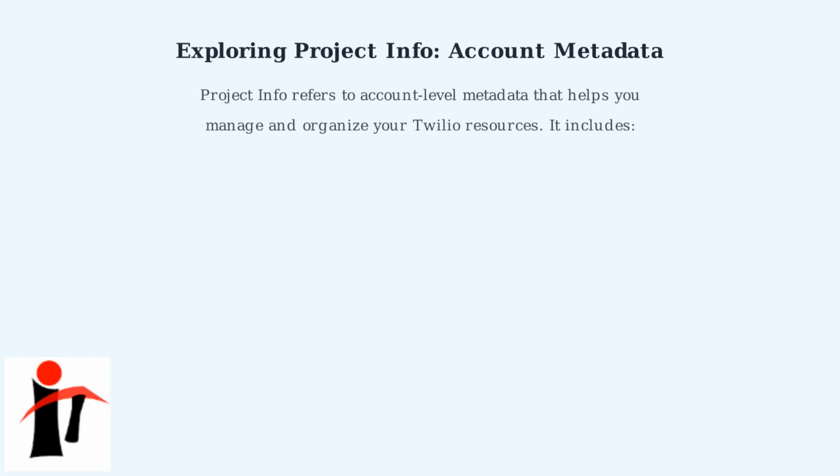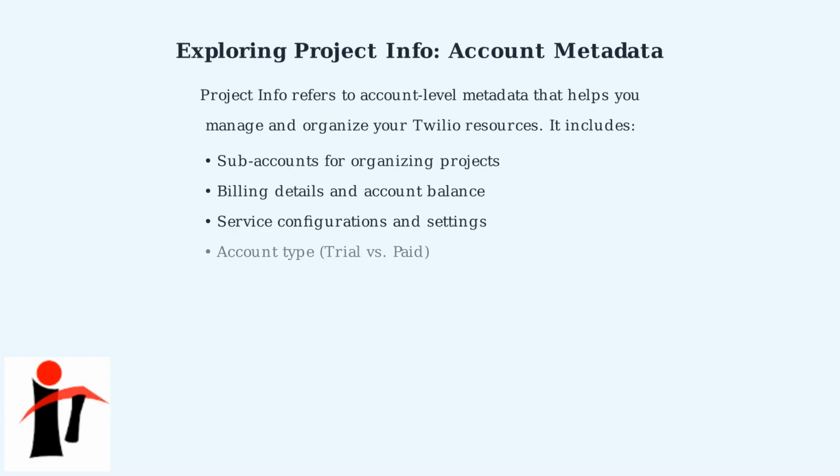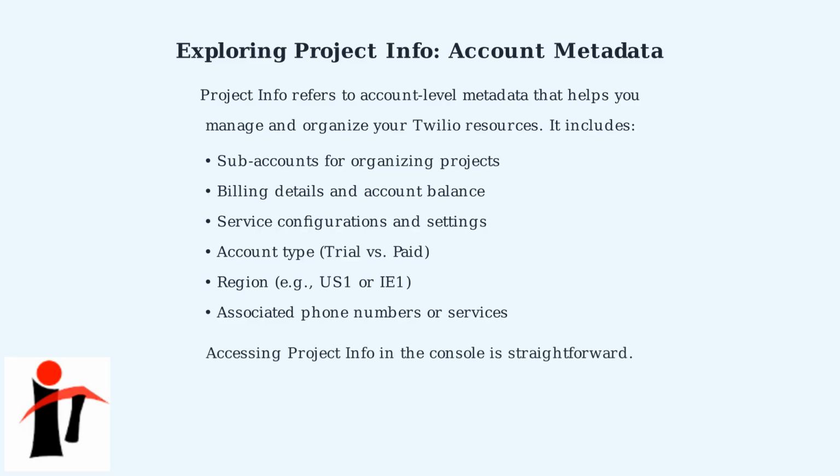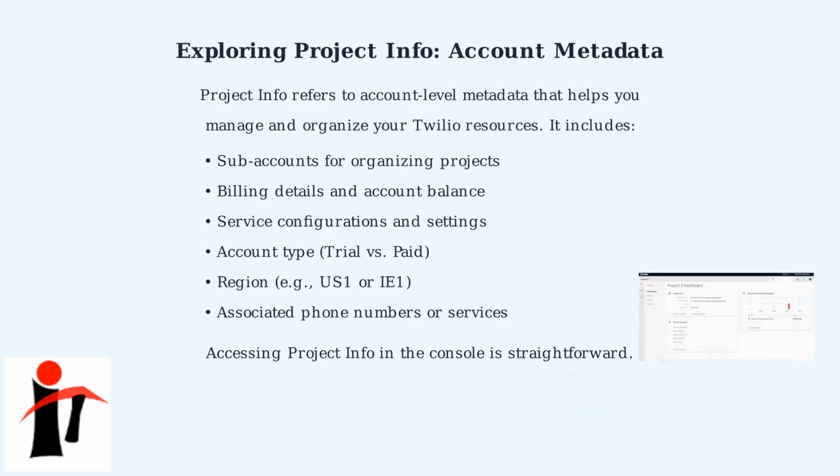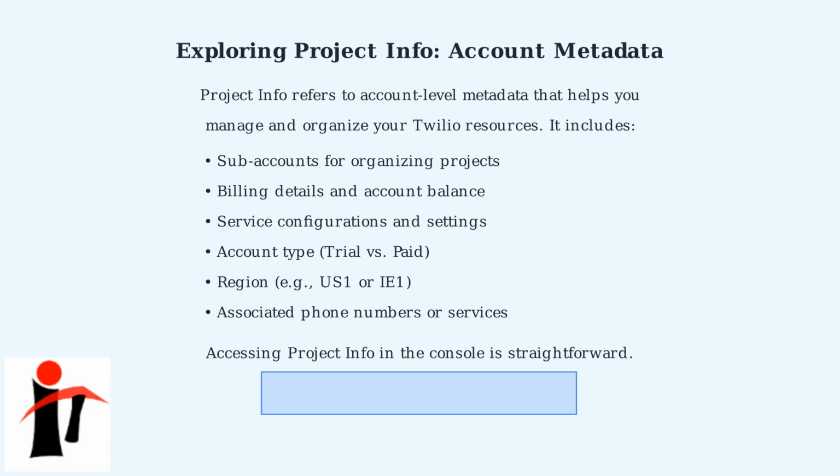Project info refers to account-level metadata that helps you manage and organize your Twilio resources. It includes sub-accounts for organizing projects, billing details and account balance, and service configurations and settings. Additionally, it contains your account type, whether trial or paid, the region, such as US1 or IE1, and associated phone numbers or services. Knowing your project info is essential for effective resource management, and accessing it in the console is straightforward.